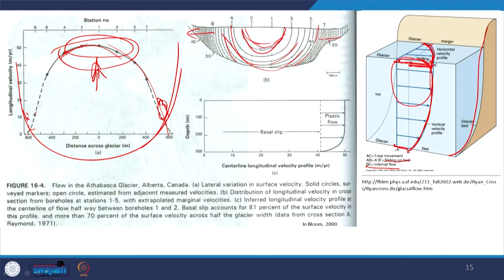So that means at this particular instance, you see here, BC is more than AB. That means here the internal flow within the glacier is more as compared to its slide on the bed. So the velocity acquired by sliding on the bed is less as compared to its internal flow. So glacier movement in a particular direction at a particular site is more due to its internal flow as compared to its sliding on the bed.